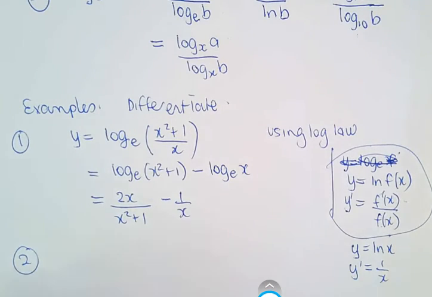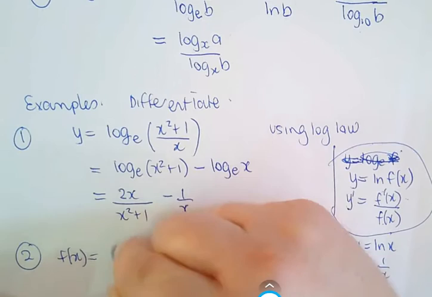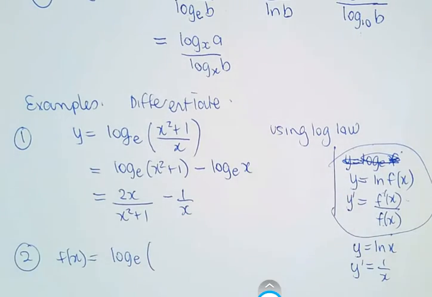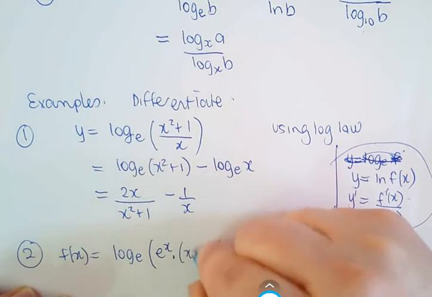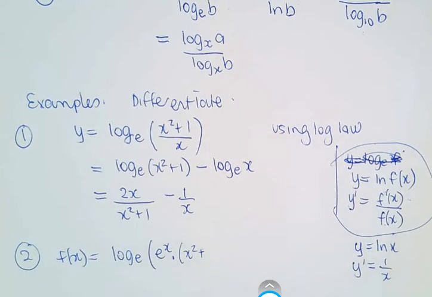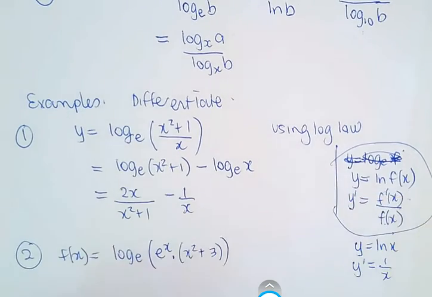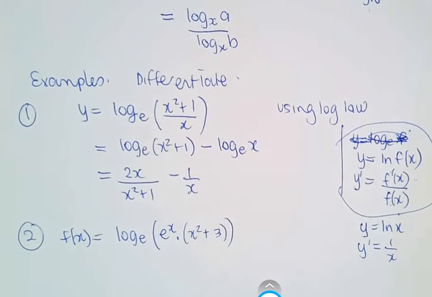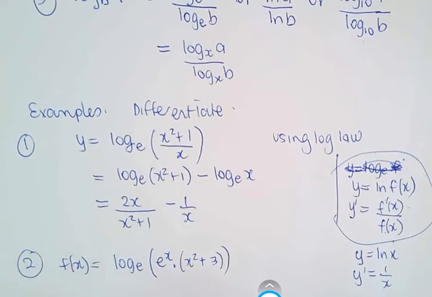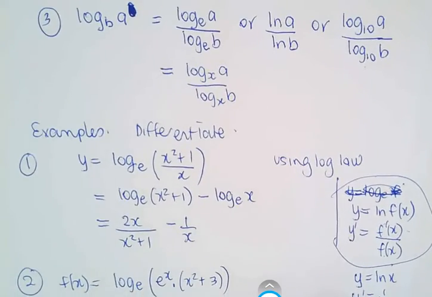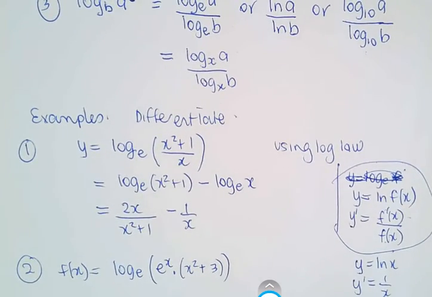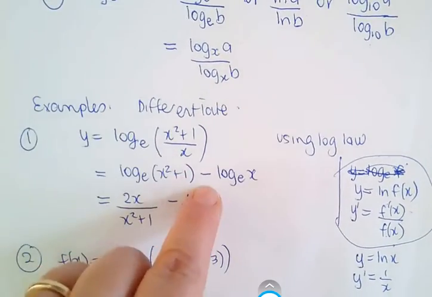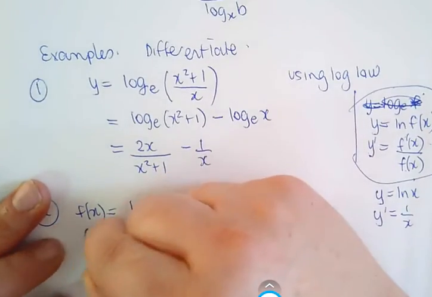This one, if f(x) = log to the base e of (e^x times (x squared plus 3)). Okay, which rule? I know it looks a bit horrible. Which log law? It's the log of something times something else. So it's the first one. The times goes with the plus, and the divide goes with the minus. So you would break it up.